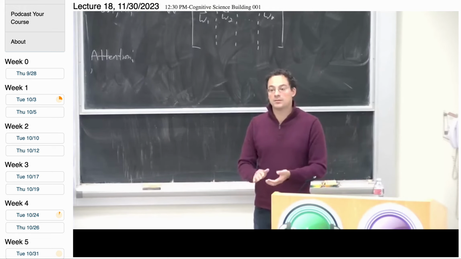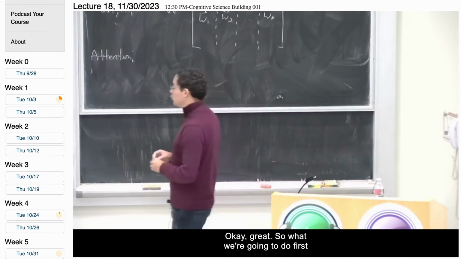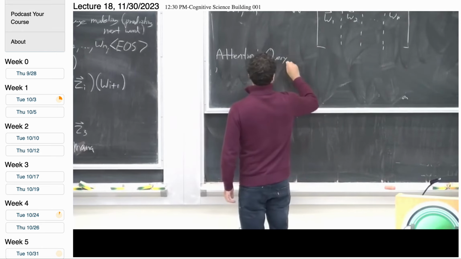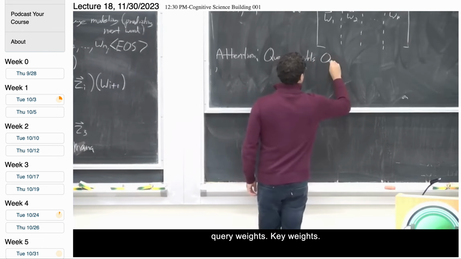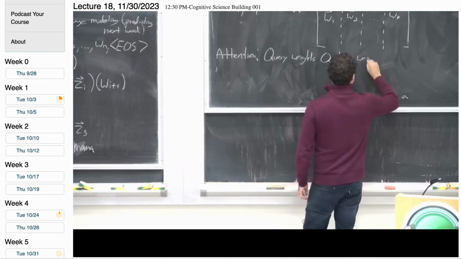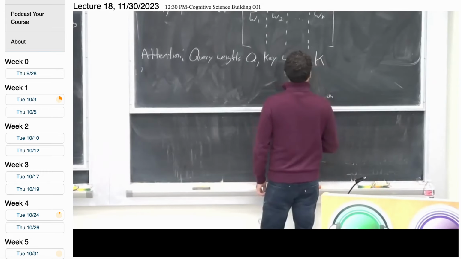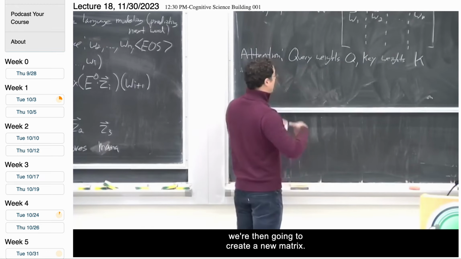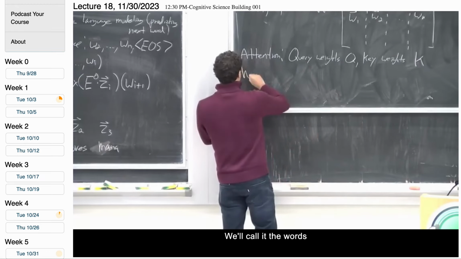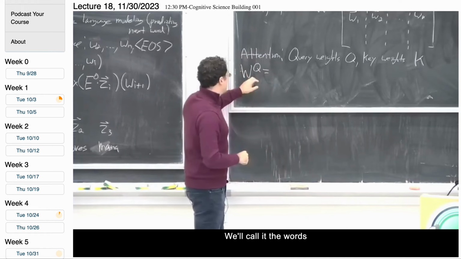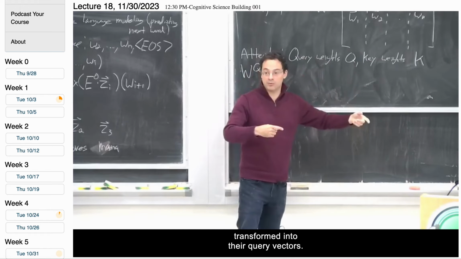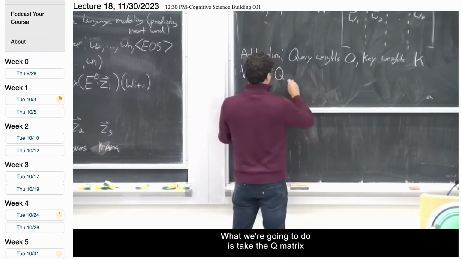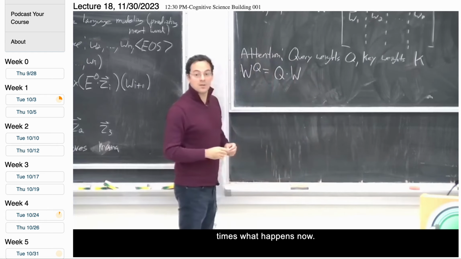Okay, great. So what we're going to do first is do a query and key transformation on everything. We have query weights Q and key weights K. We're then going to create a new matrix, which we'll call WQ. This is the words transformed into their query vectors. So how do we do that? We take the Q matrix times W.